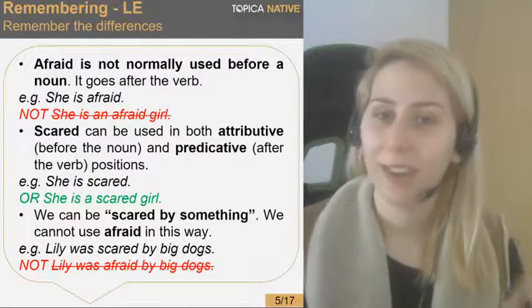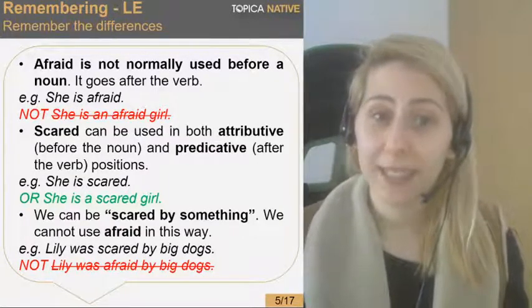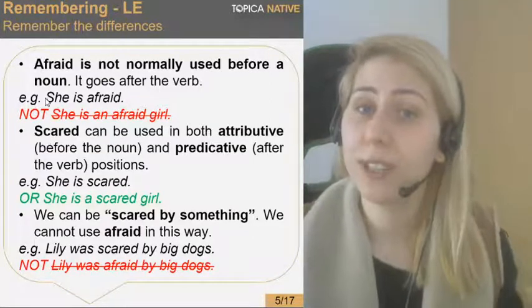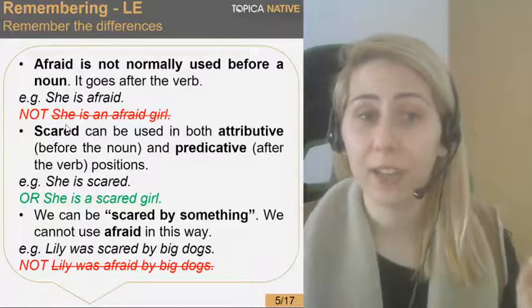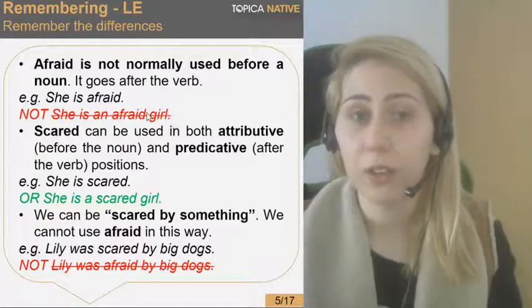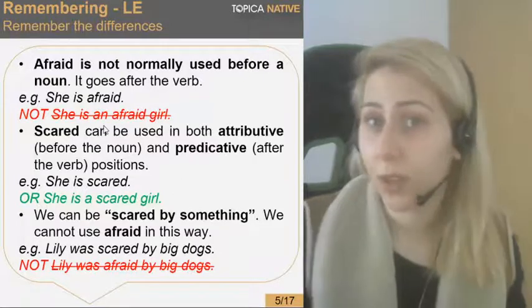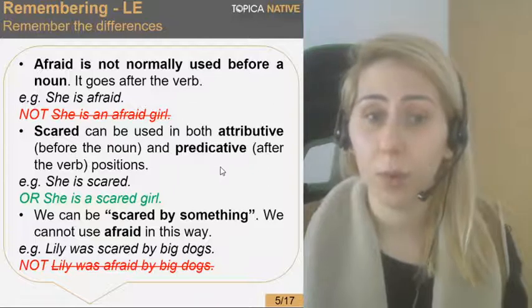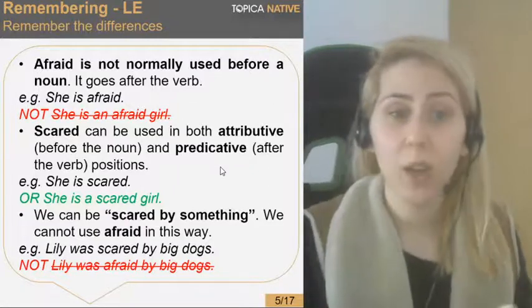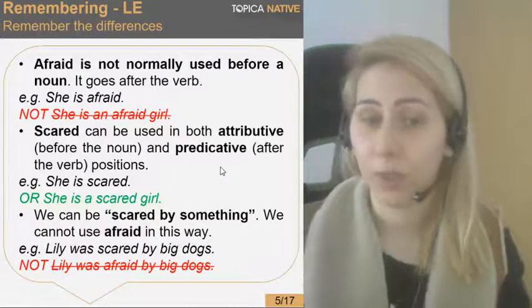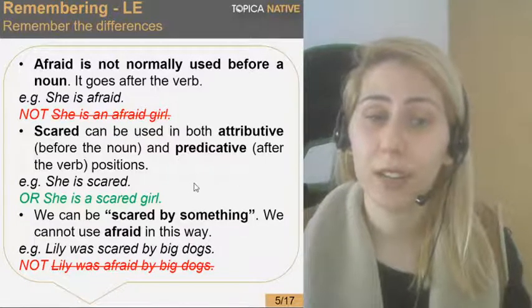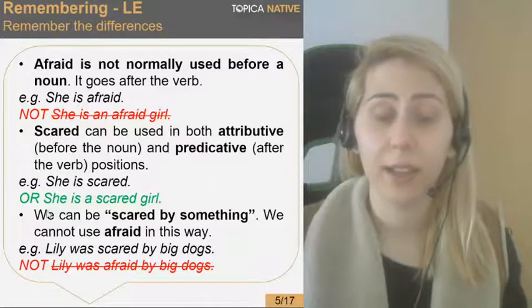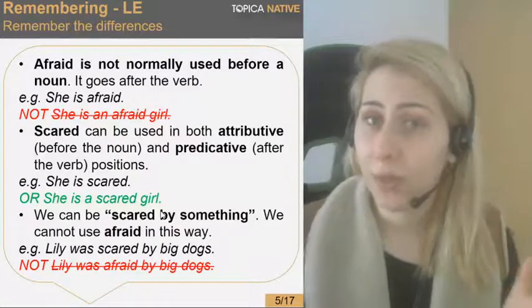Back to our topic. Now, afraid is not normally used before nouns, as you can see in the example over here. So, she's afraid. We wouldn't say she is an afraid girl. So, we have a girl here, but we wouldn't put afraid before a noun here. Scared can be used in both attributive before the noun or predicative after the verb position. So scared is more commonly used. We could say she is scared and she's a scared girl. Both of these would be correct.